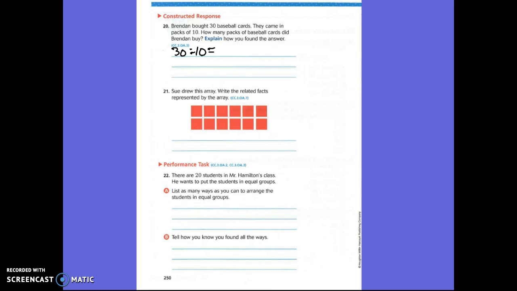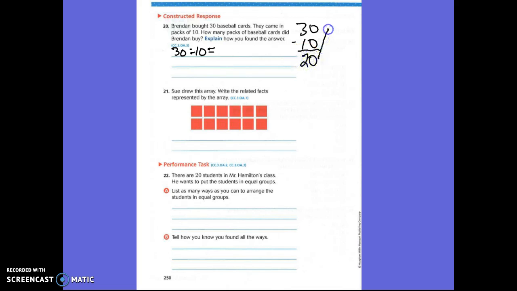It can be more than one way. How about this? Instead of counting up by tens, let's start at 30 and do repeated subtraction. Okay, so if I'm doing repeated subtraction, what do I do? 30 minus what? 10. What does that equal? 30 minus 10 is 20. I'm not to 0 yet, am I?